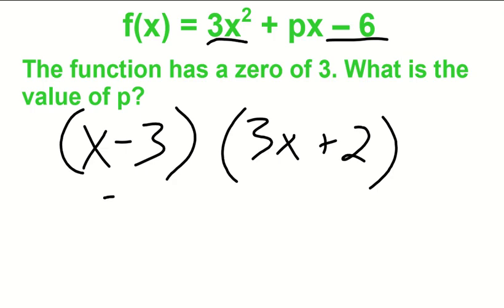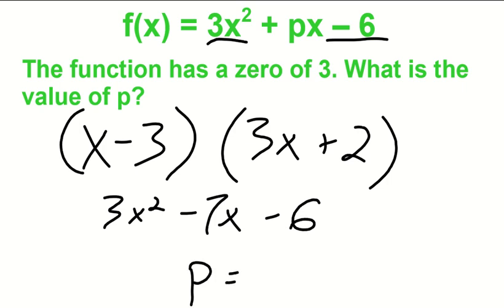3x times x is my 3x squared. X times 2 is 2x. Minus 3 times 3x is a minus 9x. I'm just going to go ahead and do this at once. So that makes a minus 7x when I combine those. Minus 3 times the 2 makes minus 6. So P equals negative 7. Everybody kind of follow with what I did?